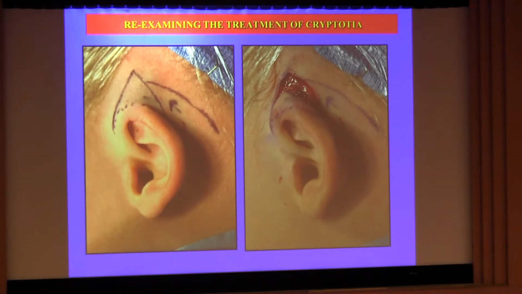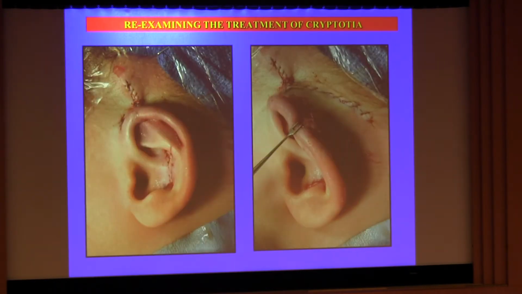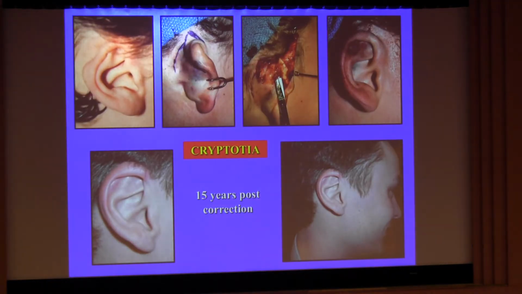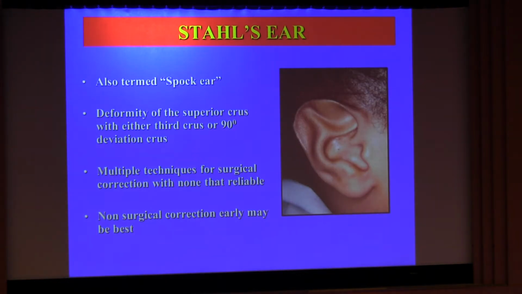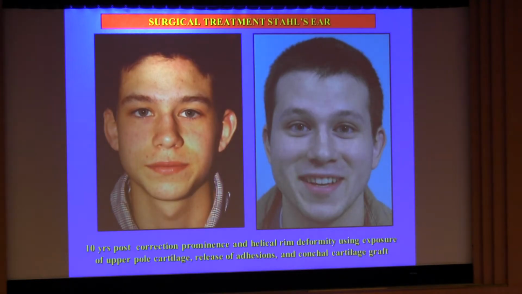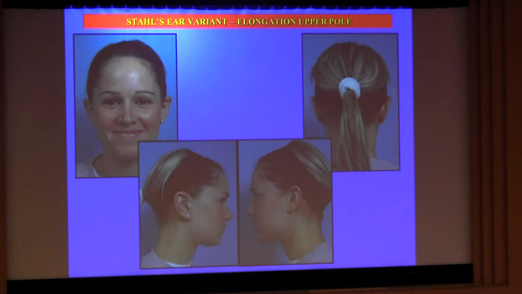So very quickly, cryptotia, you need to create the superior antihelical fold. In addition, you release adhesions both posterior and anterior, the ear comes up. You put your graft in to hold it in place, and you restore the normal height and create the sulcus. And then last, with the Stahl's ear, best fixed actually with splinting early on, but here's kind of a Stahl's variant. Create the roundness of the shape, correct the prominent ear on the opposite side.